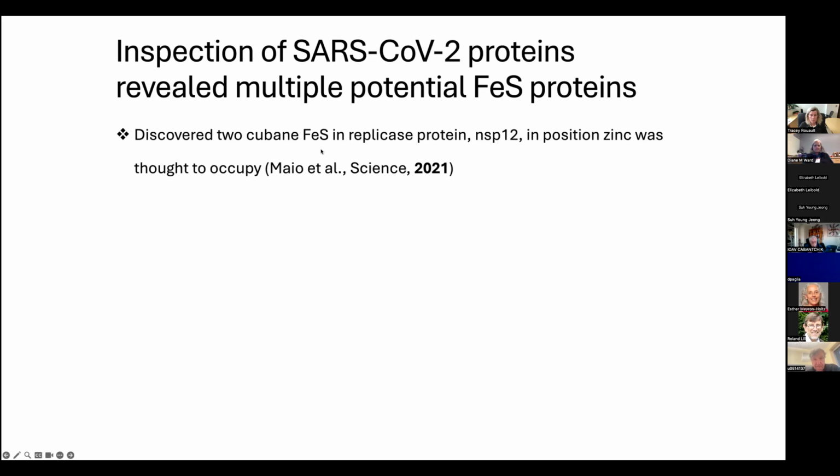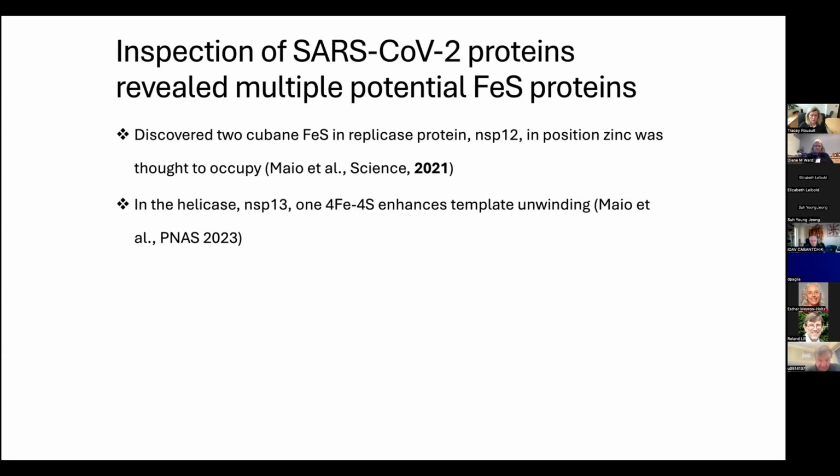And we found 2 cubane iron sulfur clusters in the replicase NSP12 in the position we've shown by mutagenesis that zinc was thought to occupy. And we published that, and it was really rather unexpected that a virus would incorporate the iron sulfur cofactors.